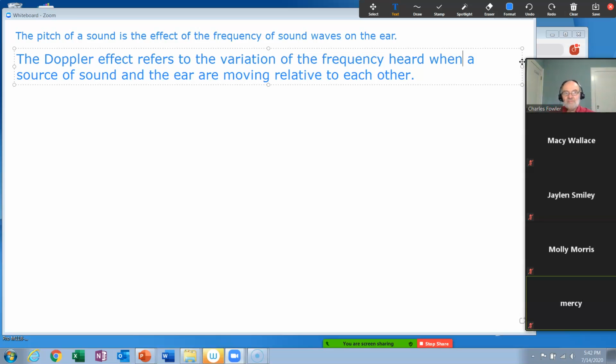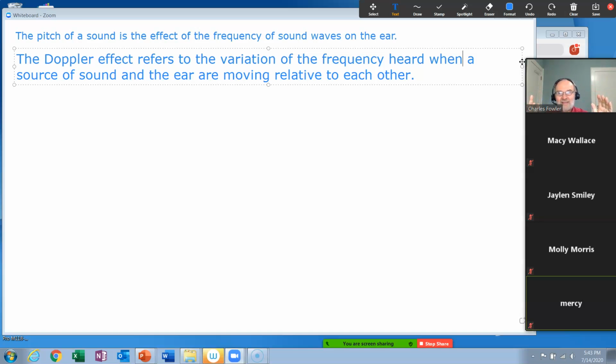Okay? When it goes the other way, the train's going away from you but still making its noise with its whistle or whatever, now the pitch seems to go down. Now, the volume will go down too because it's getting further from you, but the pitch, the frequency, also goes down as well. Okay? So that's what the Doppler effect is.